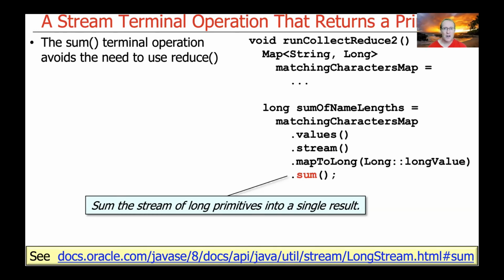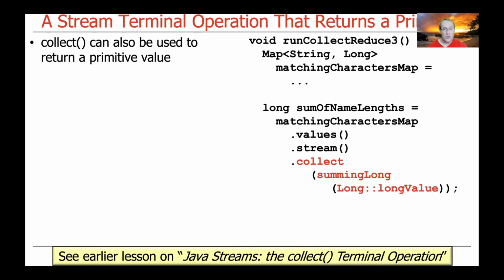As to whether that's better than using reduce, it's kind of six of one, half a dozen of another. It's maybe a bit more clear what you're doing, or maybe not. Either way works fine. And honestly, I think the runtime performance is roughly the same. You could also use collect to do this, ironically enough. You don't have to use reduce.